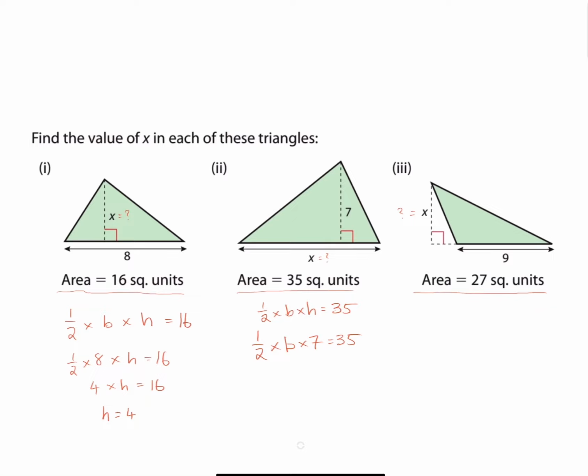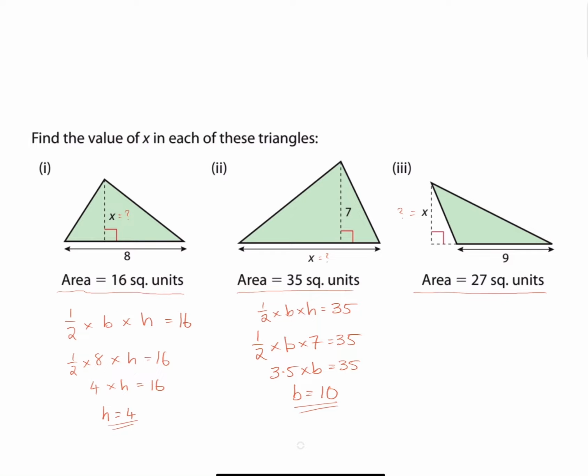Well, what we do is we divide 7 by 2, which would give us 3.5 multiplied by the base equals 35. So what number multiplied by 3.5 gives you 35? It's 10, isn't it? If I multiply 3.5 by 10, I get 35. So our base must be 10. And you can double check that by halving the base. So half the base is 5. 5 multiplied by 7 is 35. So our answer is correct.